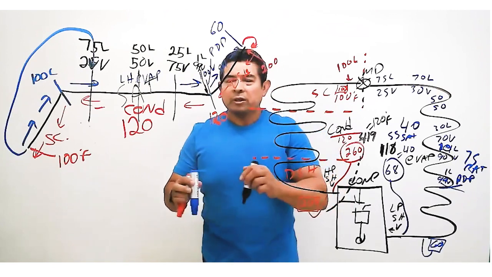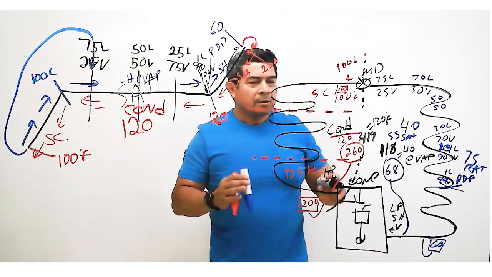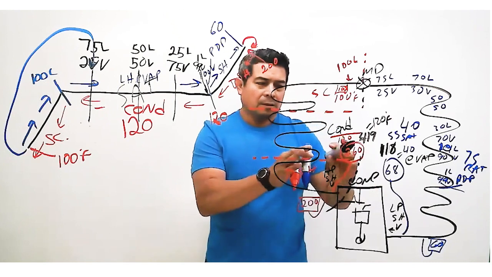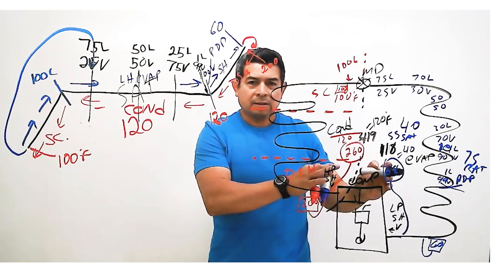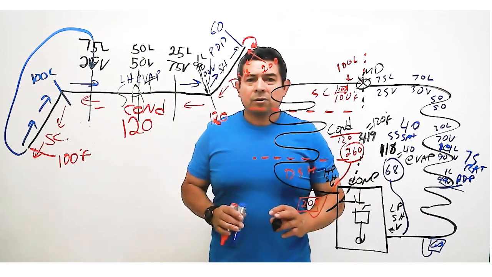I wanted to explain this heat chart right here and the refrigeration cycle, so it's easier for some people to understand what is happening in the refrigeration system, and what happens here in this chart.